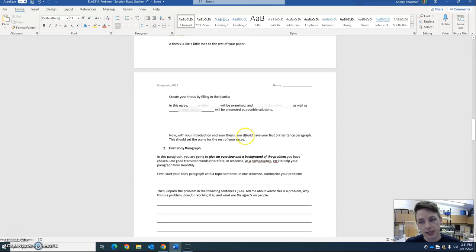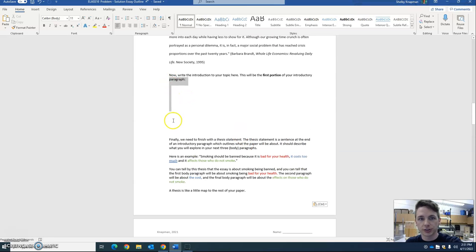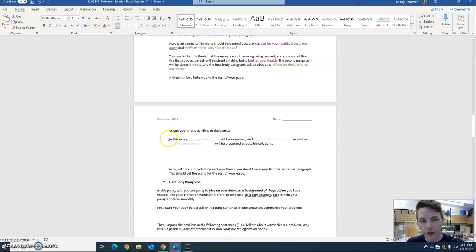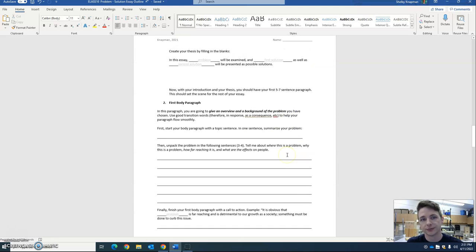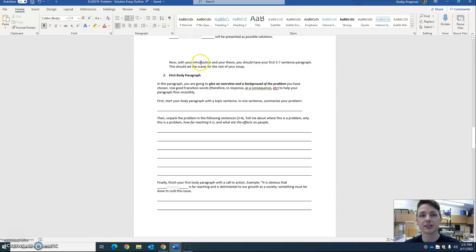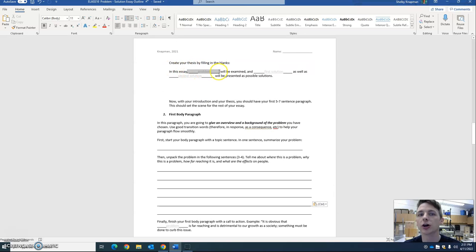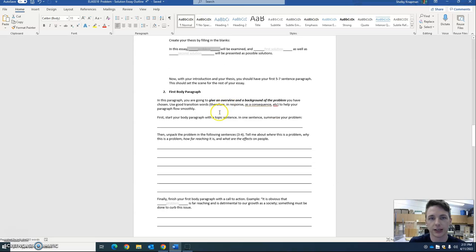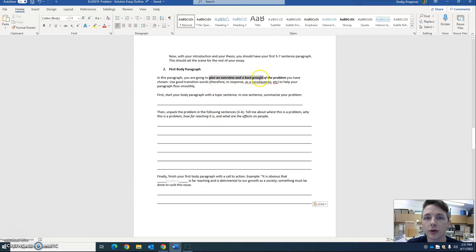Now, when you go to type this up, you will type up your first 3 or 4 sentences with your thesis on the end of that. That's your introductory paragraph. Two, you type up your first body paragraph here. We already know from our thesis that that is going to be all about the problem. So you're going to teach us about the problem in that paragraph, okay? You're going to give an overview and a background of the problem you have chosen. Use good transition words such as therefore, in response, as a consequence to help your paragraph flow smoothly.